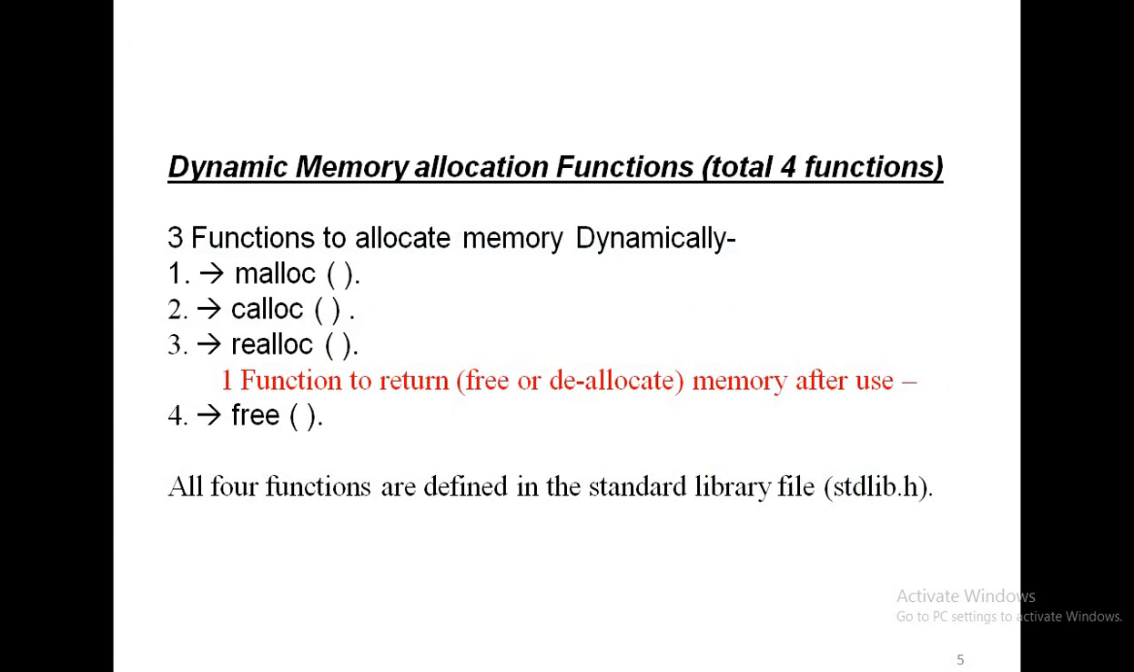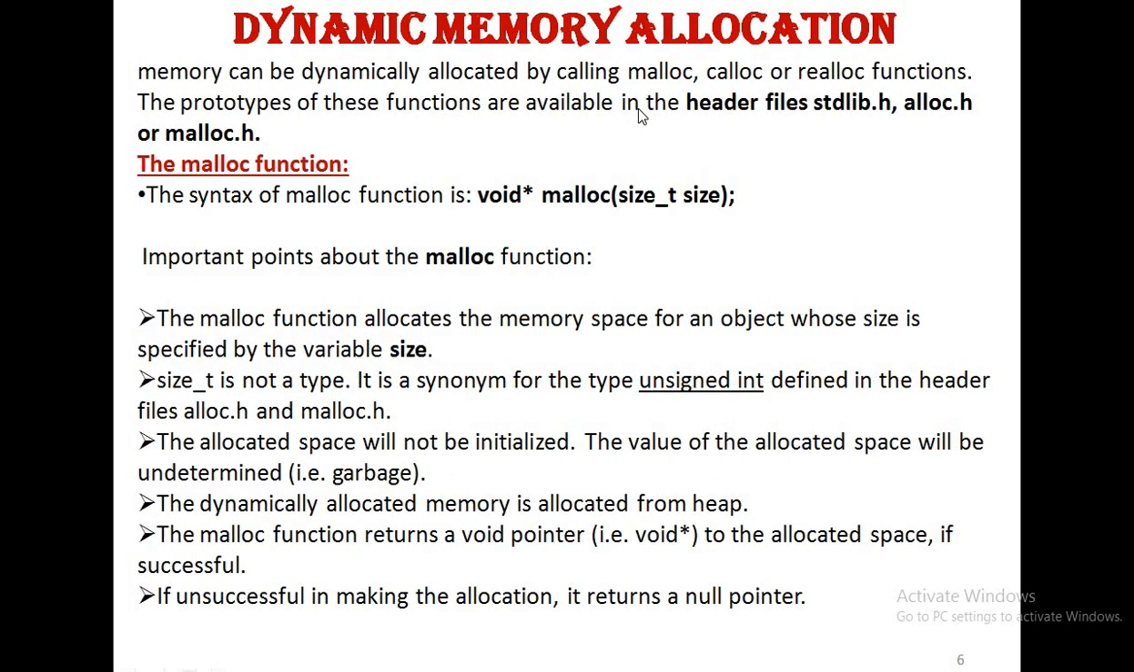So we'll start with all these four functions. Four functions are there for dynamic memory allocation: malloc, calloc, realloc, and one function for deallocating the memory we have allocated earlier. All these functions are defined in the standard header file stdlib.h. So dynamic memory allocation has various functions. The first function we will start with is malloc.